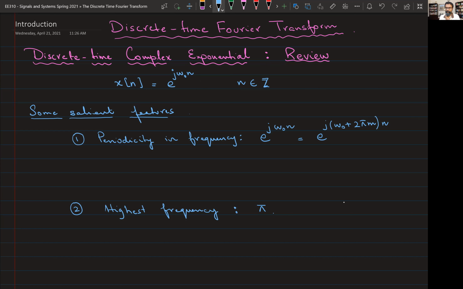The first thing we found out was that there is a periodicity in the frequency, right? So the frequency omega naught is exactly the same as the frequency omega naught plus 2 pi, and any multiple of 2 pi onwards. So there was this inherent periodicity in the frequency, because of which we concluded that it's enough for us to just consider omega naught in an interval of length 2 pi. In other words, 0 to 2 pi, or another that we consider is from minus pi to pi, and both are equivalent, right?